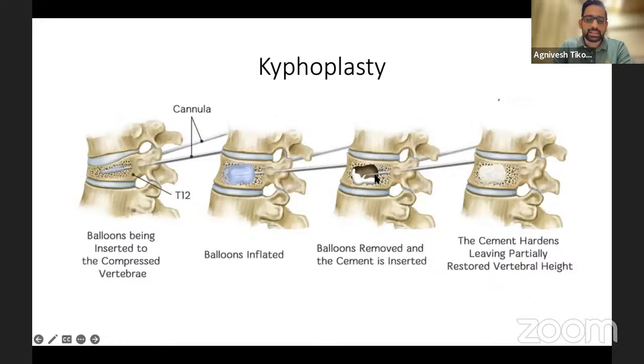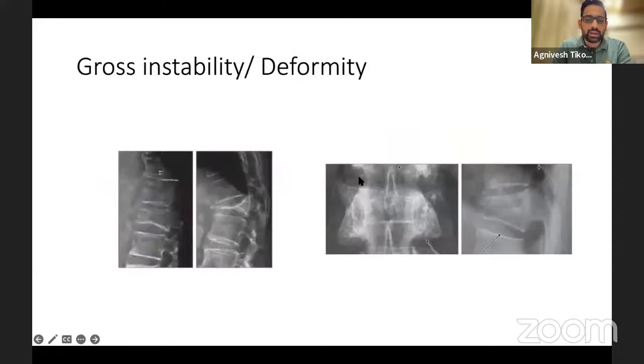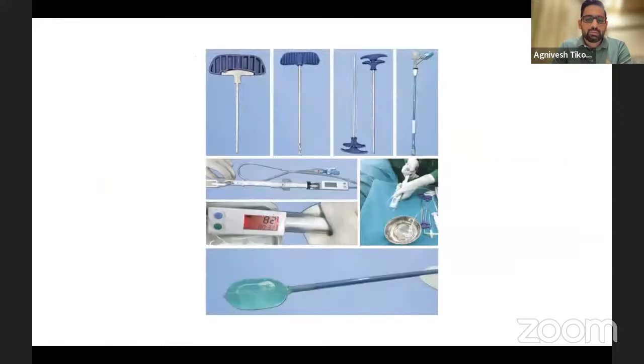It decreases the chances of cement leakage because in vertebroplasty, we use low viscosity cement under slightly higher pressure, whereas this is high viscosity under lower pressure. But does it translate into a clinical advantage? Well, we don't know, but the procedure is there.